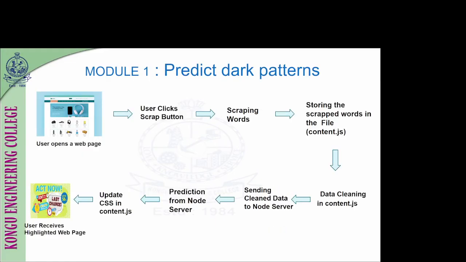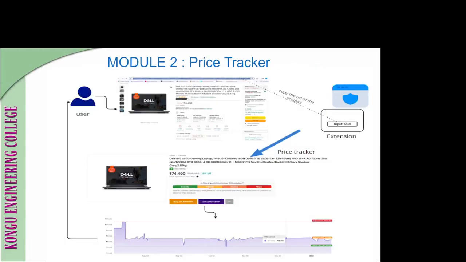As I said, module one is highlighting the dark pattern. Initially the website will be scraped by our extension and sent to our backend, and in the backend the model will predict whether it is a dark pattern or not. In the second module, the price tracker, when the user copies the product link and pastes it in our extension input field, they can view whether it is a dark pattern or an actual discount.